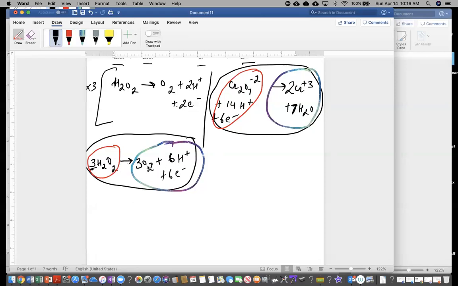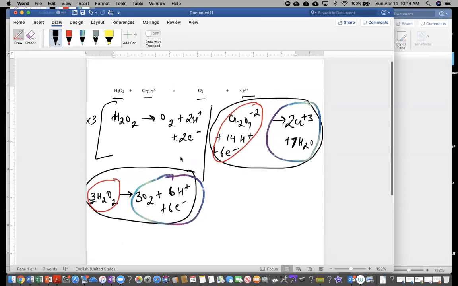H2O2 goes with O2, right? The very first step, when you break it into two halves, you're just trying to match. So H2O2 and O2 don't necessarily match, but Cr2O7 matches with Cr3+. So I know that's a pair because the common thing is chromium. And then I decide, okay, H2O2 must go with O2 then.